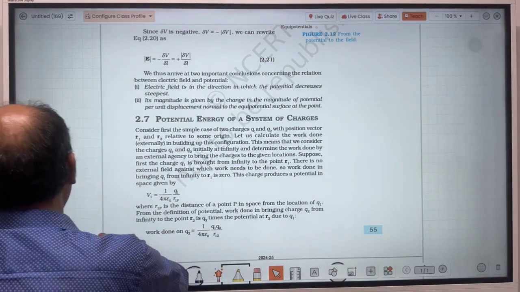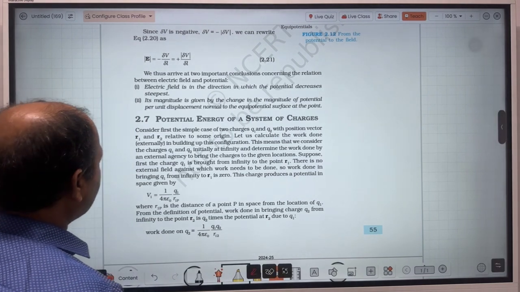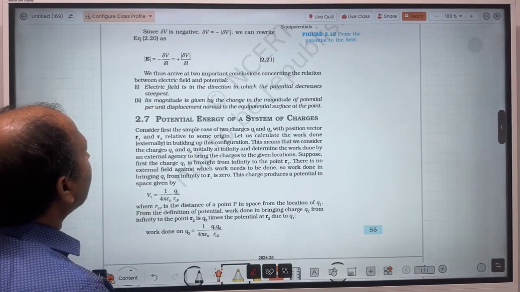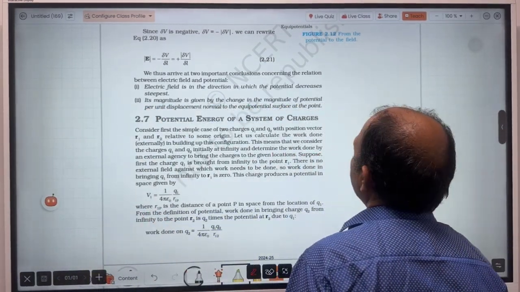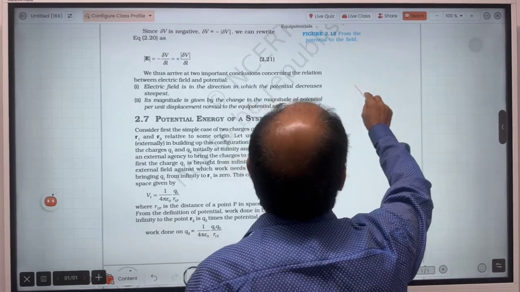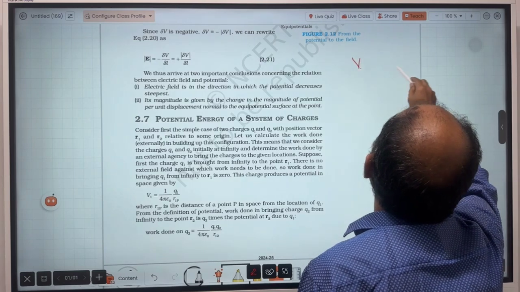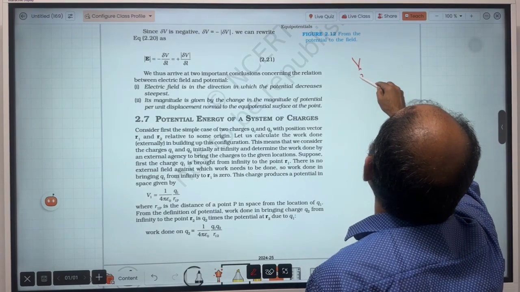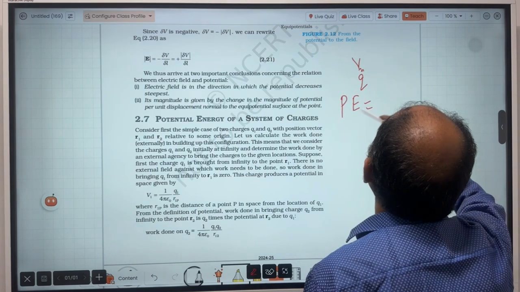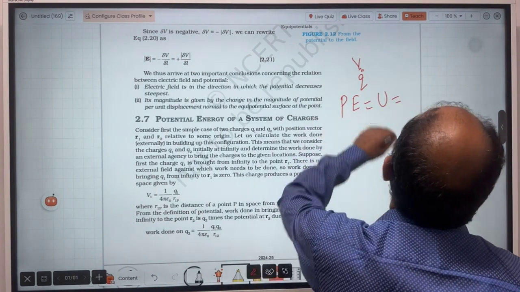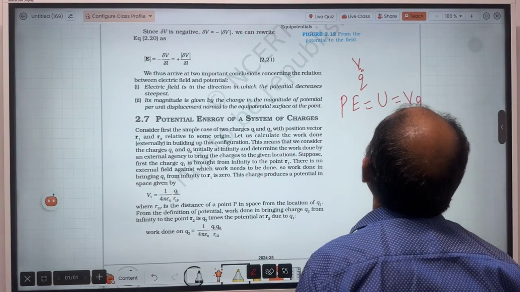Now, we are going to see potential energy due to a single charge and due to a system of charges. So, different situations we will see. Suppose at this point potential is V and you bring a charge Q, then what will be the potential energy? If we denote potential energy as U, it will be equal to V times Q.